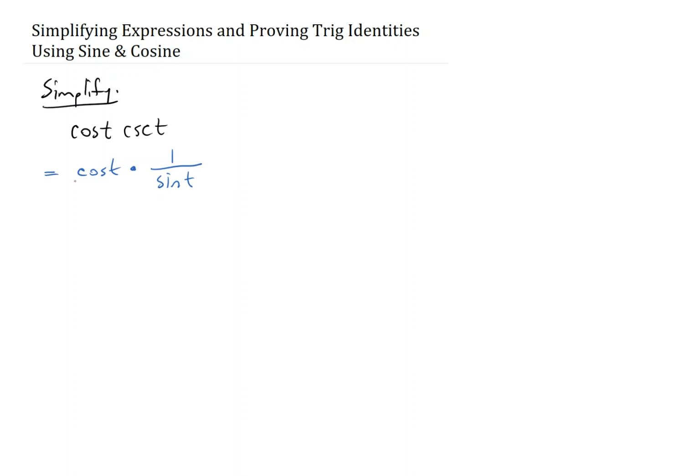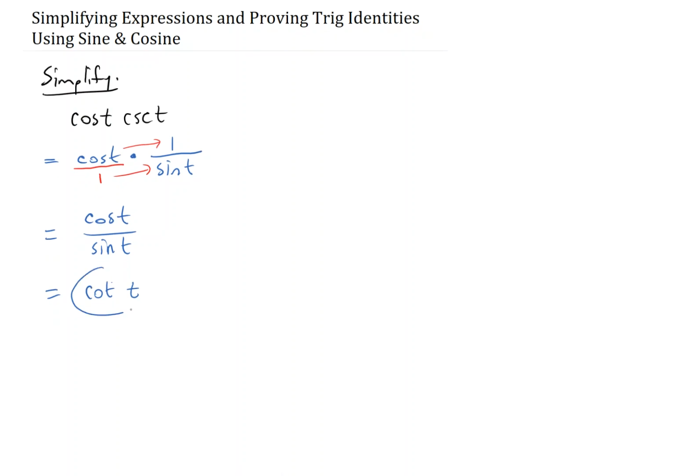And so to do that, you need to think of cosine of t as a fraction by putting it over 1. And then you simply multiply the numerators and the denominators. And so on top you get the cosine of t, and on the bottom you just get the sine of t. Now this should look familiar as well. This is the reciprocal of sine of t over cosine of t. Sine of t over cosine of t is tangent, which means that the reciprocal of that will be cotangent of t. So cosine of t over sine of t is the same thing as cotangent of t. And that's about as simple as you can get here. So we've simplified the expression.